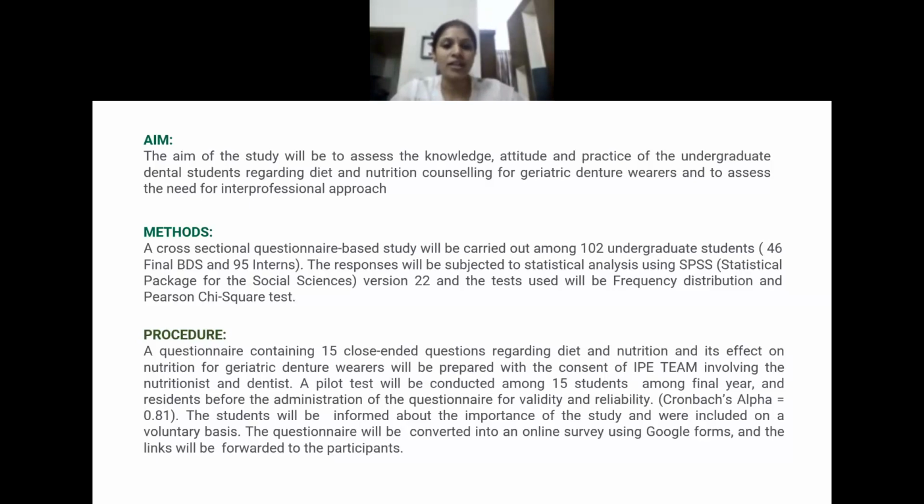So the procedure will be a questionnaire containing 15 closed-ended questions regarding diet and nutrition and its effect on nutrition for geriatric denture wearers, which will be prepared with the consent of the IPE team, which includes a dentist and a nutritionist together. A pilot test will be conducted among 15 students among final year and interns or the residents before the administration of the questionnaire, for checking the reliability and the validity.